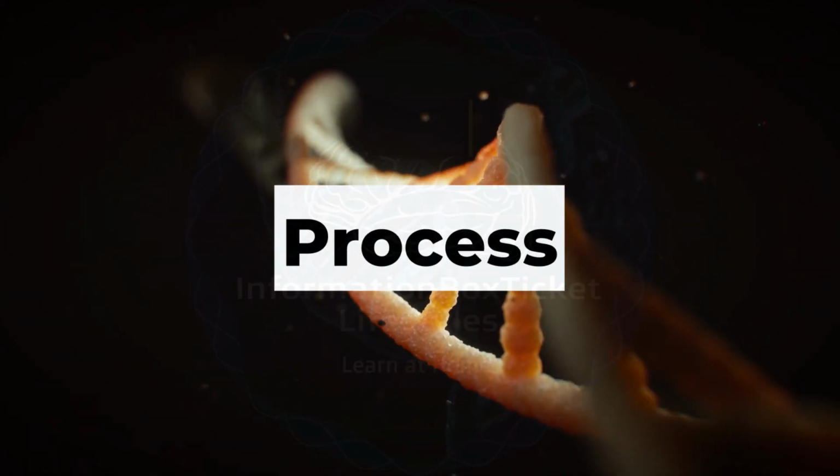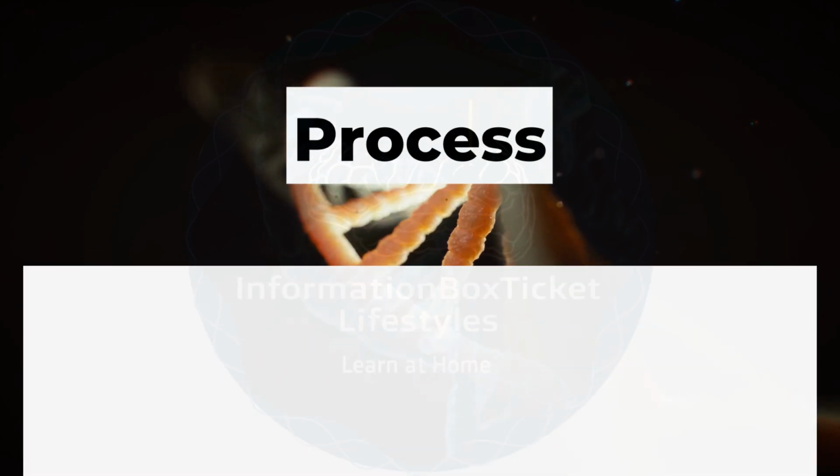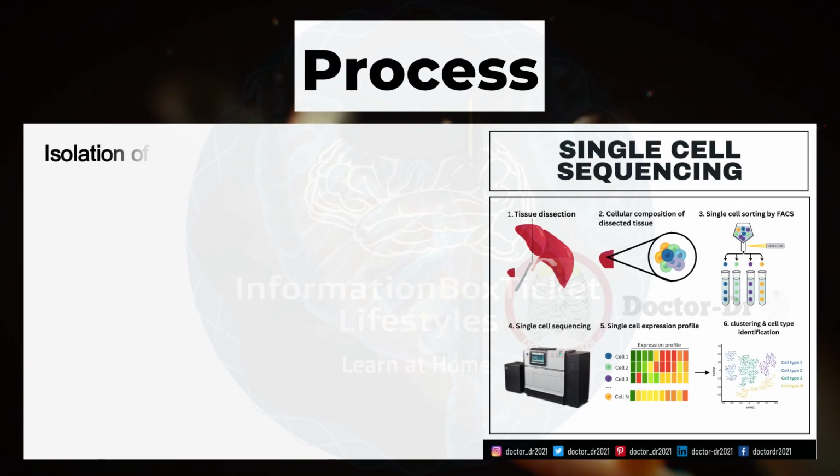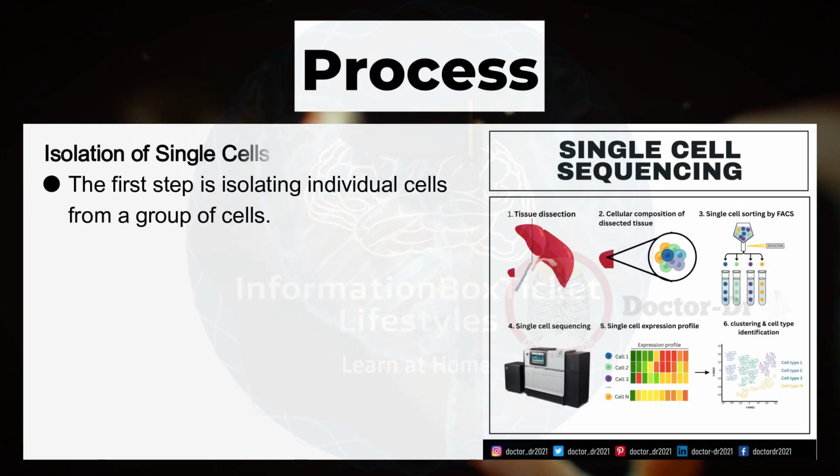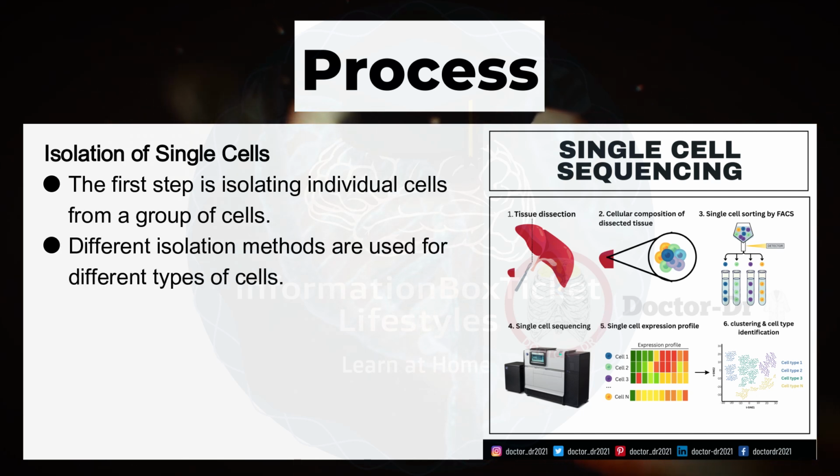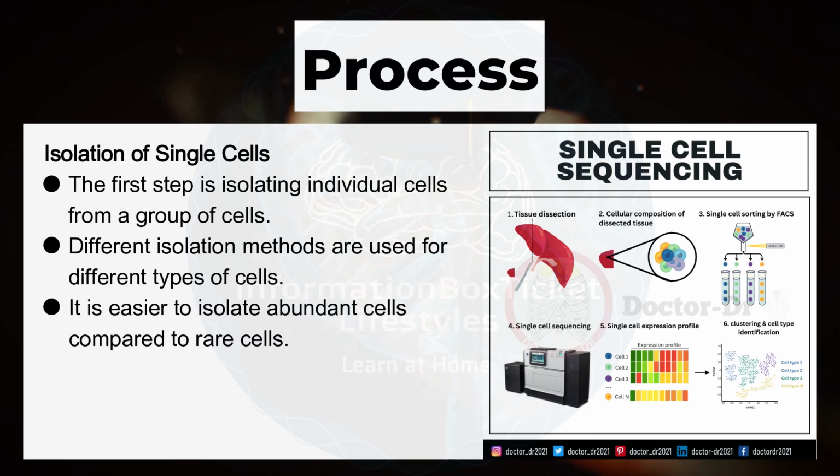Process of single-cell sequencing. Isolation of single cells. The first step is isolating individual cells from a group of cells. Different isolation methods are used for different types of cells. It is easier to isolate abundant cells compared to rare cells.